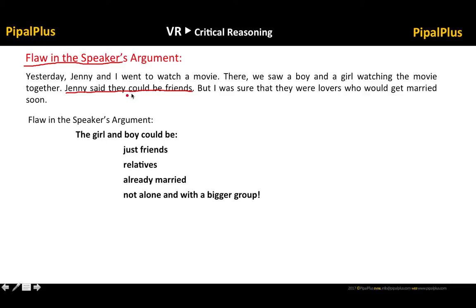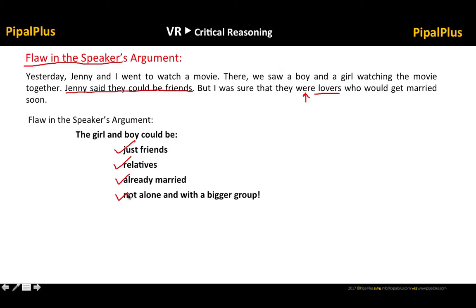So if we were to list out all the things that could go wrong in what the speaker has assumed, it is what Jenny says: this boy and girl could be friends, or they could be related. You don't know them. They could be brother and sister, they could be cousins, or they could be classmates, for all you care. The third possible flaw is that they could already be married. You don't know whether they are married or not. You just assume that they are lovers who will get married. If they're already married, then obviously that's a flaw in what the speaker has assumed.